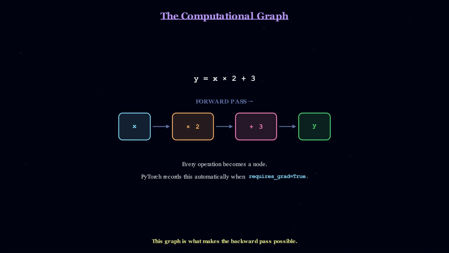PyTorch builds this graph automatically the moment you set requires_grad equals True on a tensor and start doing operations on it. Every single operation gets silently recorded. This recorded graph is exactly what makes the backward pass possible. PyTorch already knows every function it needs to differentiate, and in what order.